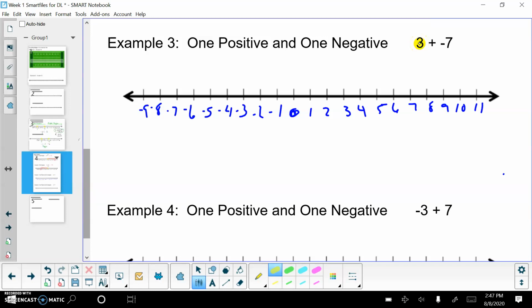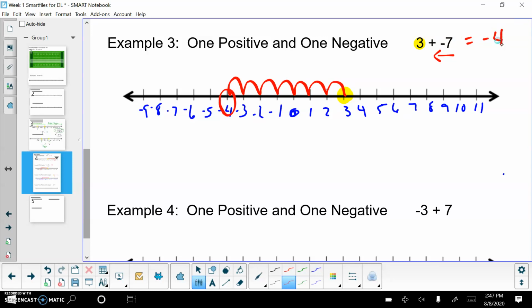I'm going to go with my 3. I'm going to locate where my 3 is on the number line. It's right here. Now I use the second number to tell me which direction I want to go. So it's a negative 7, so I'm going to have to travel to the left. From the 3, I'm going to go left 7 positions. So 1, 2, 3, 4, 5, 6, 7 lands me right here at the negative 4. So my answer is negative 4.